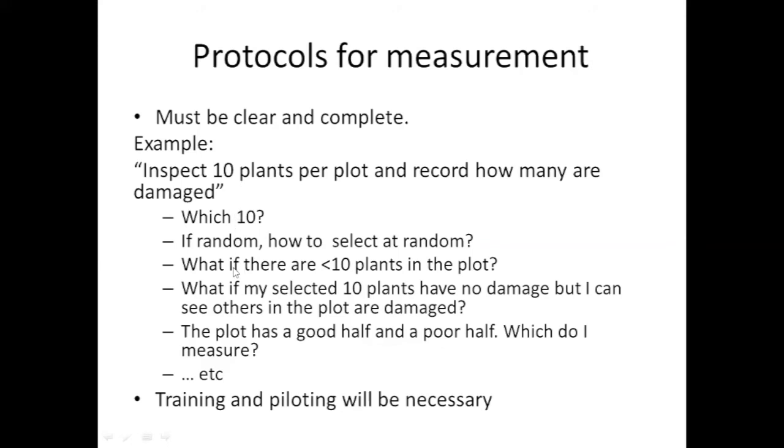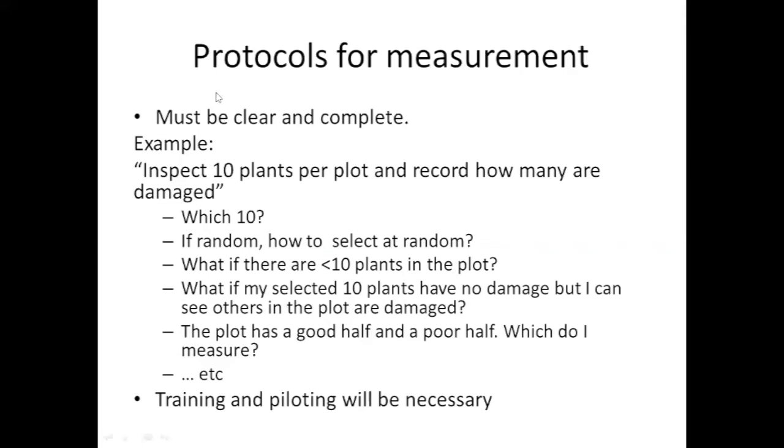But then it raises all sorts of questions. Which 10 are we talking about? If you're supposed to select 10 at random, how do you select 10 plants at random in a plot? What do you do if there's a rather poor plot and there are fewer than 10 plants in the plot? What if I select 10 plants and none of them have any damage, but I can see that there are other plants in that plot which are damaged? What if I look at the plot and I can see one half of it looks really good and the other half looks really, really bad? What do I do? Am I still going to take 10 plants at random, or do I do something else?